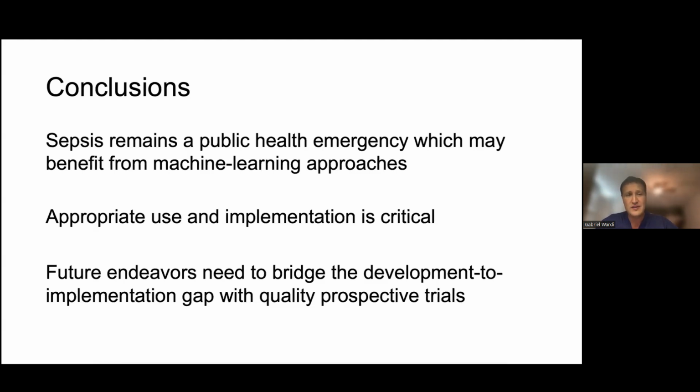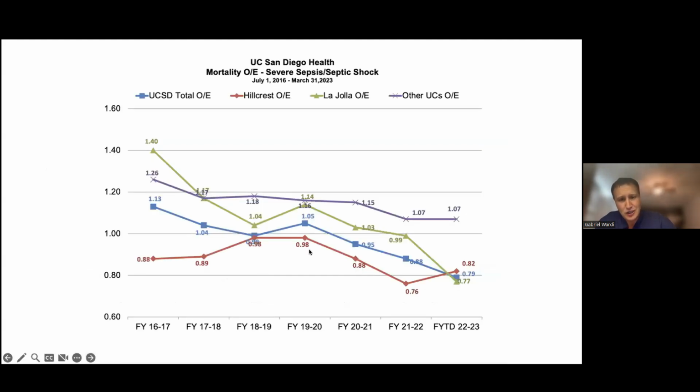And I still think one of the unmet needs in this area that we're very, very interested in pursuing is prospective randomized trials to really get to the bottom of how beneficial these models are. And just to close the story about how we started at UCSD with our sepsis mortality, you can see that after we went live with our model, we had the best mortality that we've had yet. So it is something that I've been very, very excited to watch over the years.